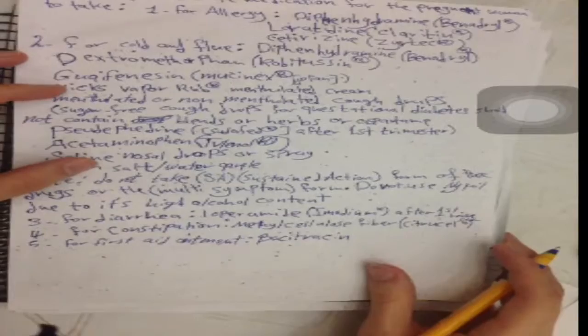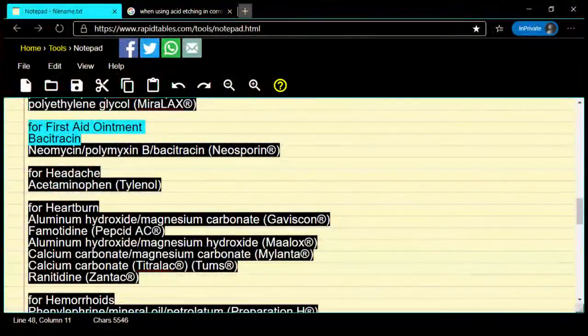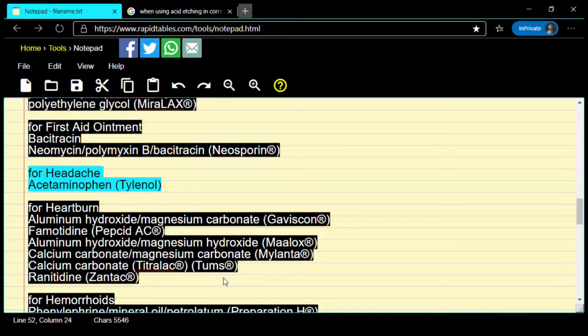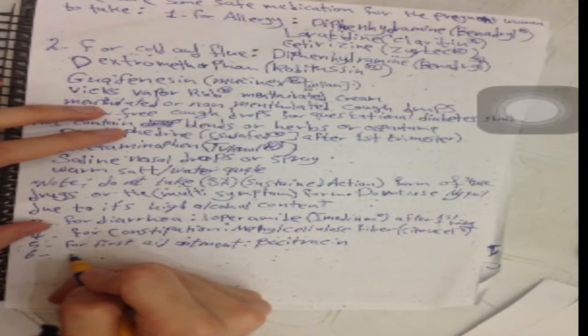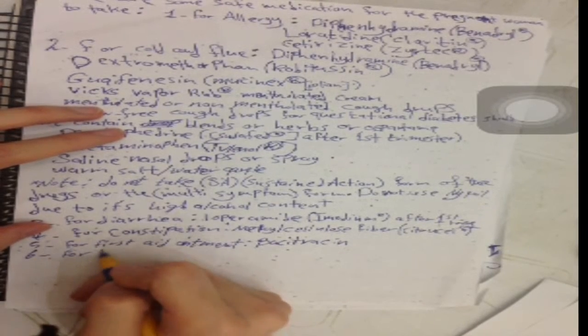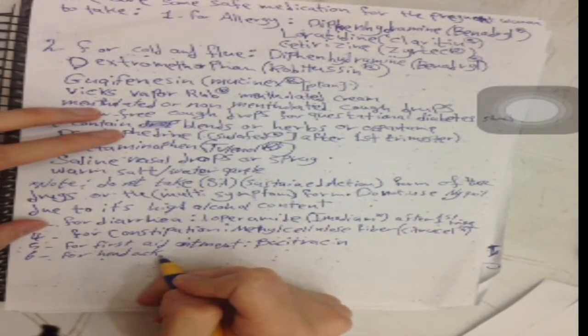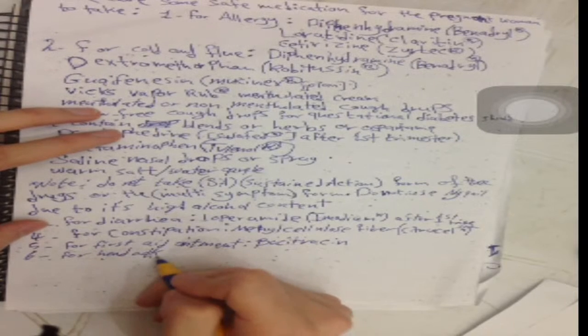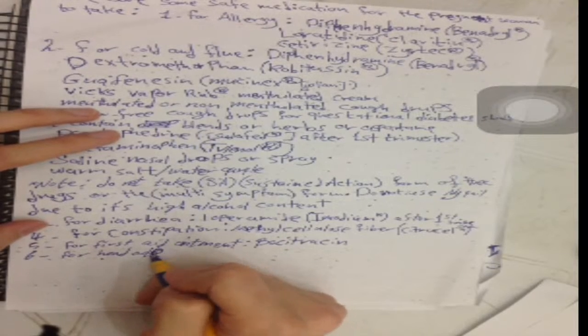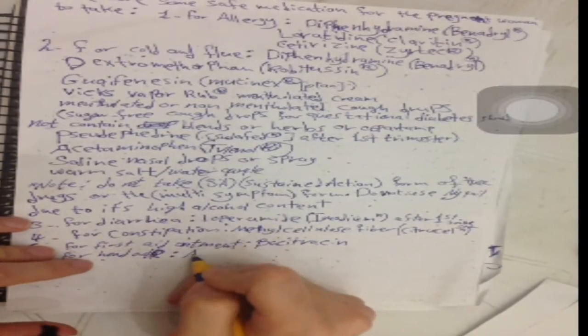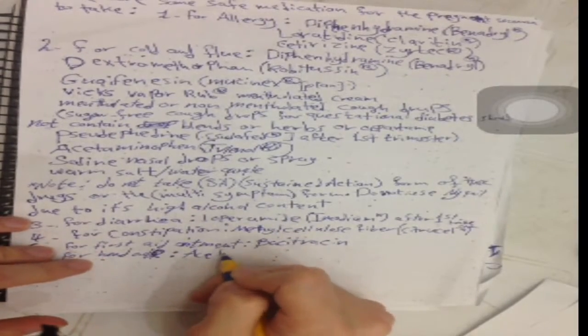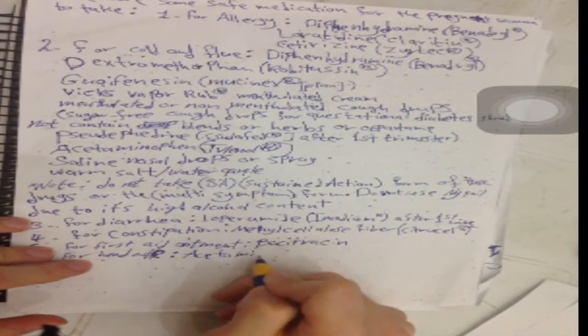Let's move to the headache one. A drug used for headache, Tylenol, very famous drug for headache, is acetaminophen.